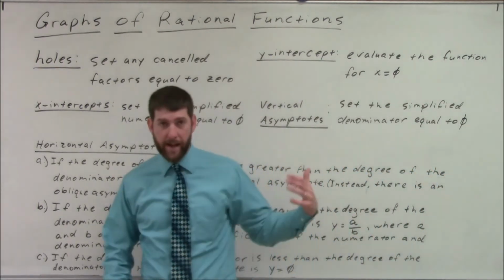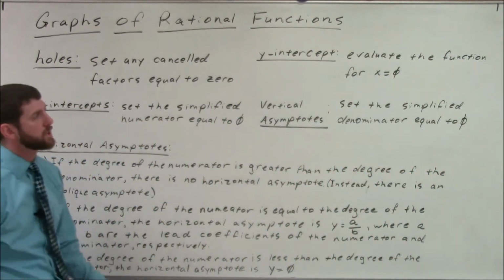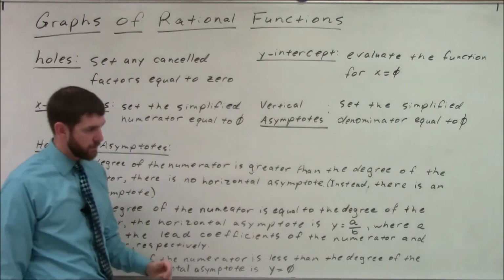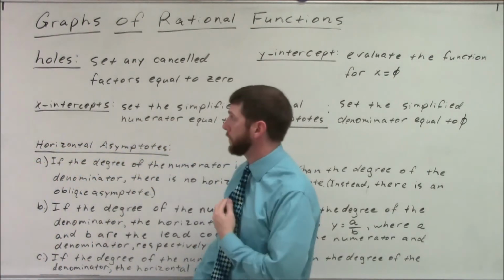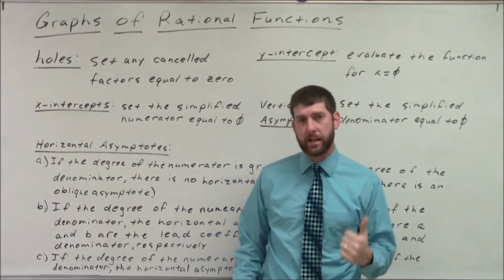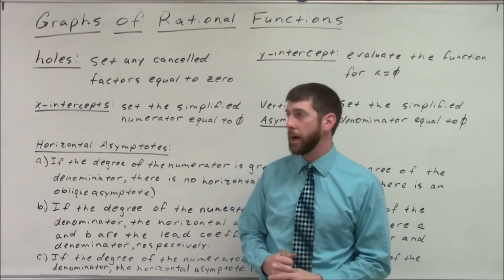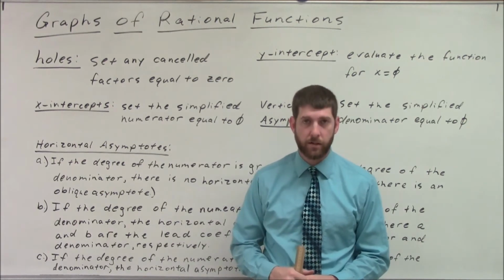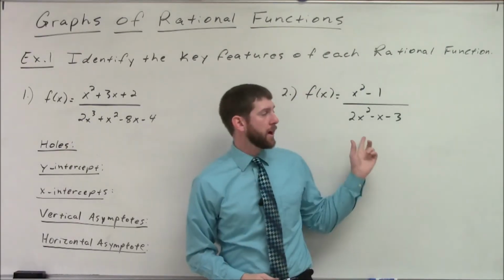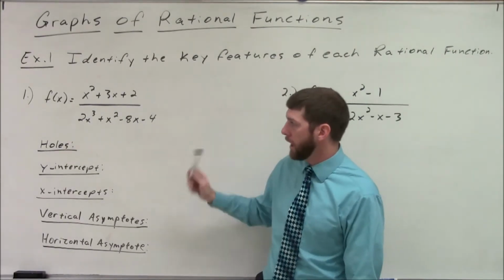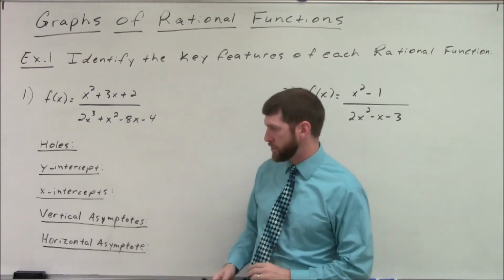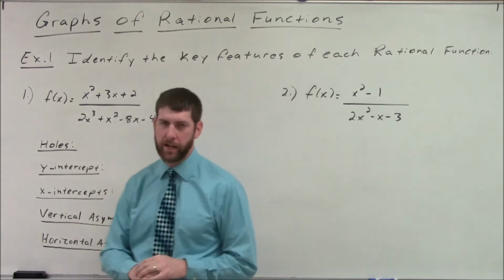Okay, so that's just the terminology, the definitions for each of these components to a graph of a rational function. Give me a second, I'll get some examples up here, and we'll look at numerically what's going on with each of these concepts. So here I have a couple of examples for you. We're going to start by identifying the key features, and then we're going to show you how to put it all together in a graph.